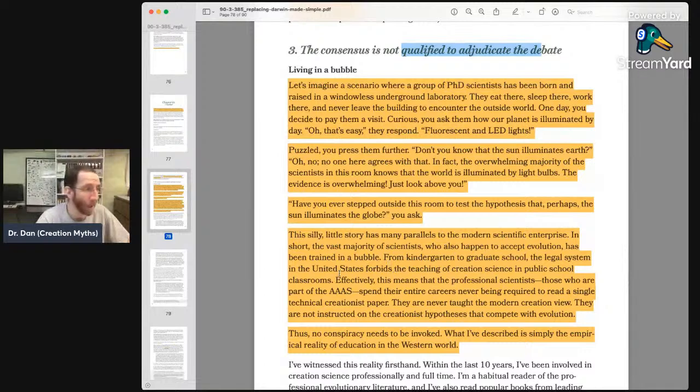Effectively, there's a little quibble, a little thing called the First Amendment, just a little roadblock to teaching religious stuff in a science classroom. A little thing called the Establishment Clause. So yeah, that's not allowed.